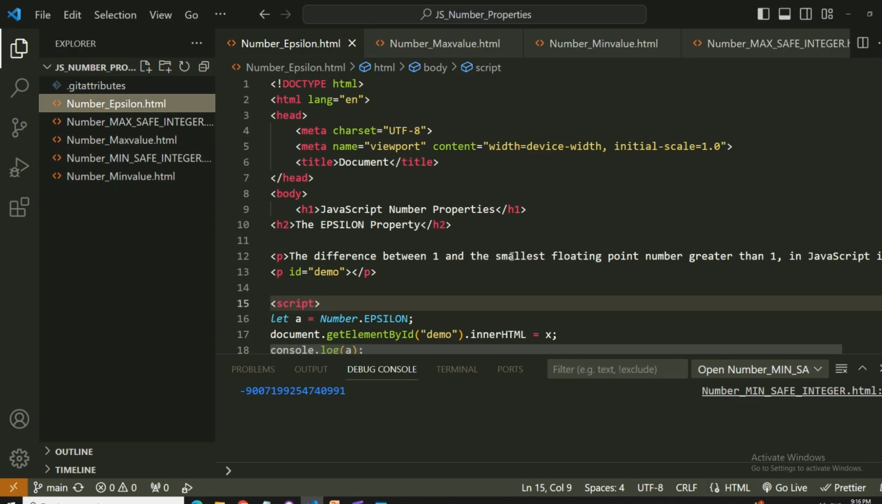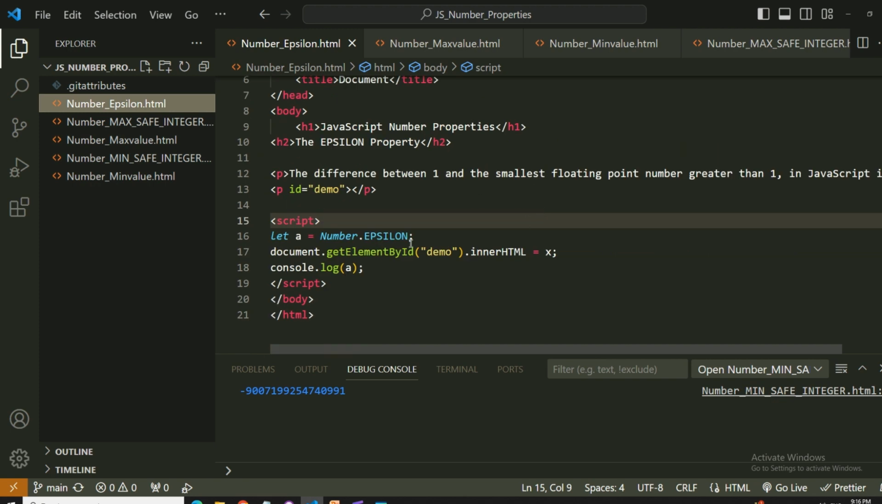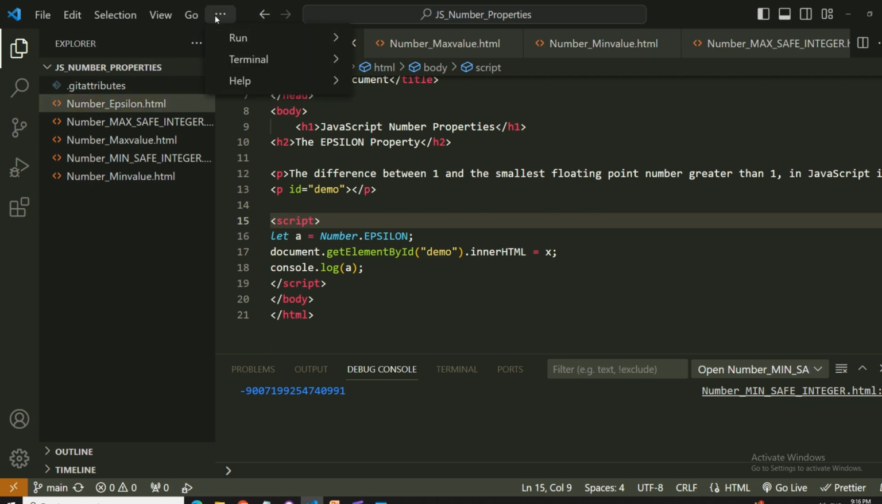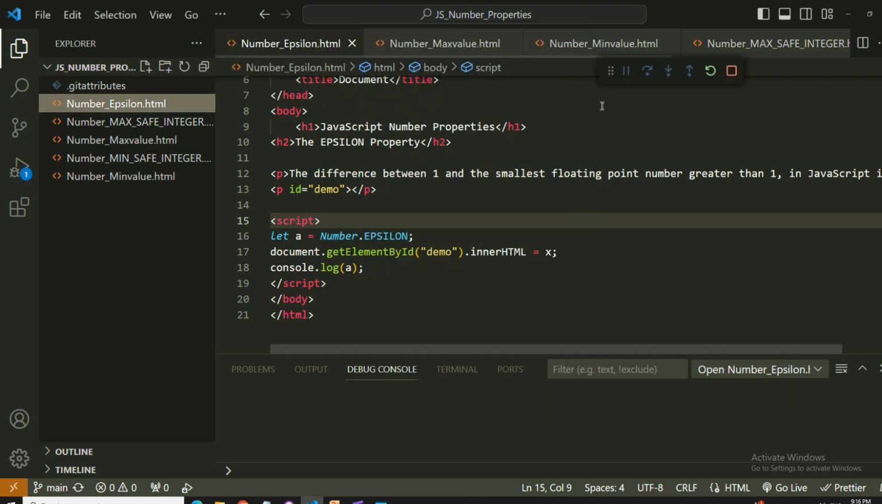So the first one that we are going to test is epsilon. How do we test the epsilon? The epsilon property is Number.EPSILON. We try to reach the value which is retrieved from this property. Let's run this and see the result.